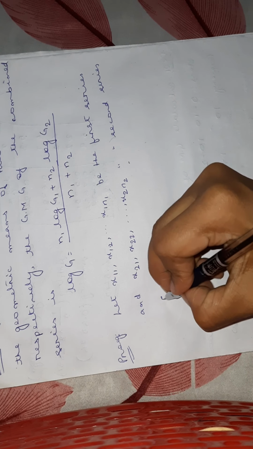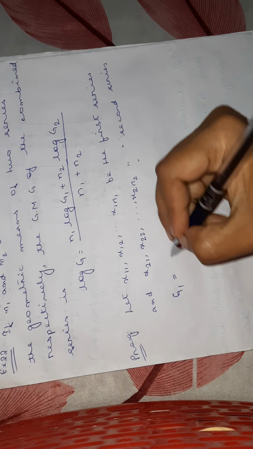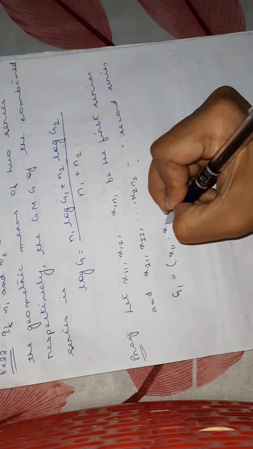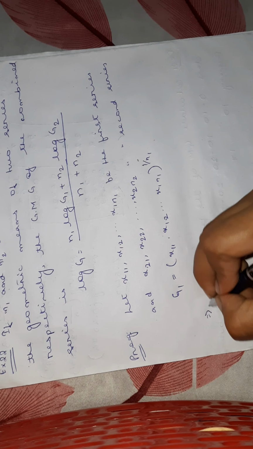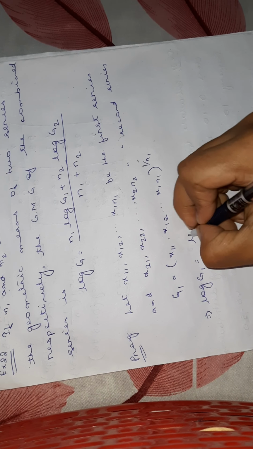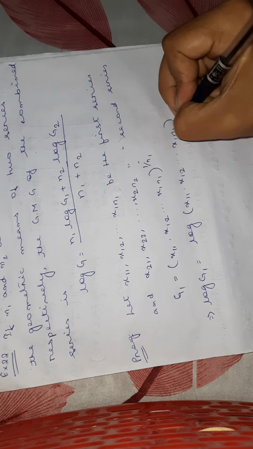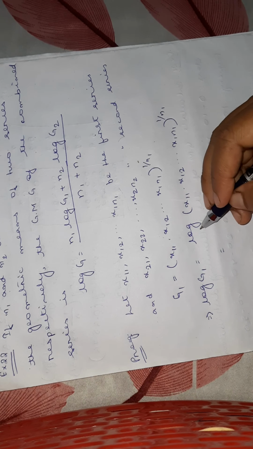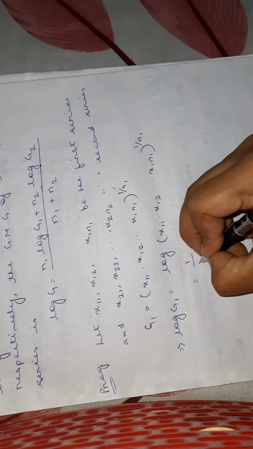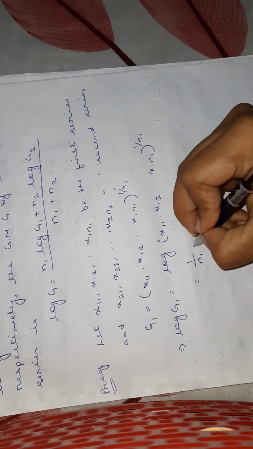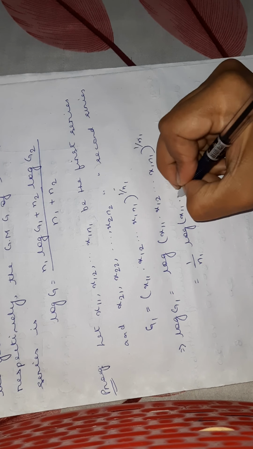Since it is given that the geometric mean of the first series is g1, g1 will be (x11 into x12 ... into x1n1) whole to the power 1/n1. If we take log on both sides, it will become log g1 equal to log of (x11 x12 ... x1n1) whole to the power 1/n1. According to the property of log, this power will come down, it will be 1/n1 times log of x11 into x12 ... x1n1.